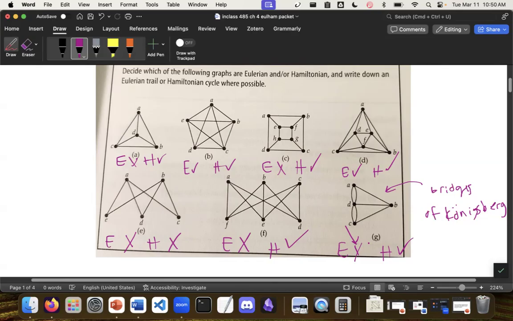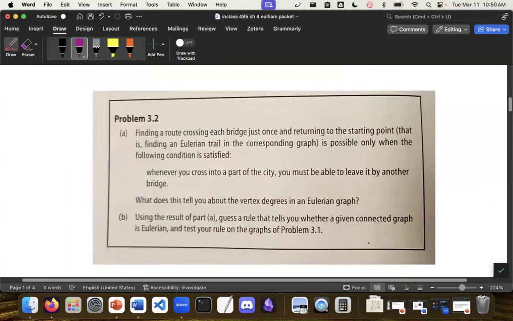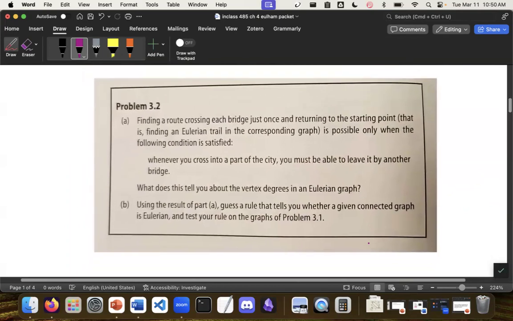So the next step is to talk about each of these in a little bit more detail, look at some theorems around both of them. The bridge problem in particular, this is the packet problem 2, where finding a route crossing each bridge just once and returning to the starting point, so finding an Eulerian trail, is possible only when the following condition is satisfied. So this is a conjecture that's given to you.